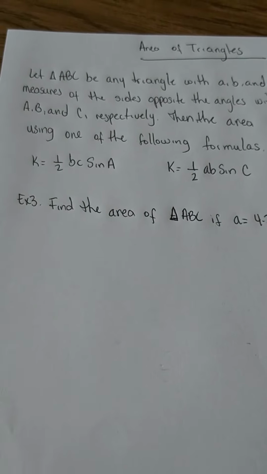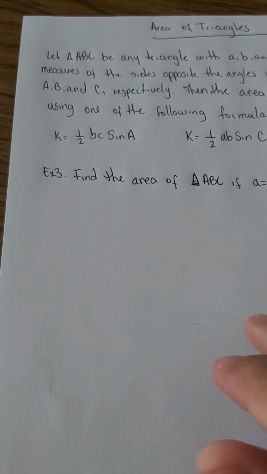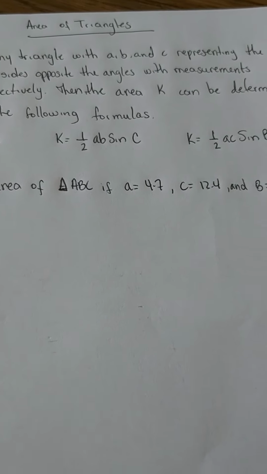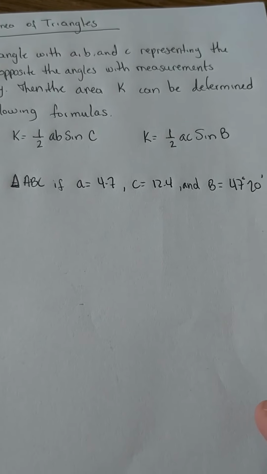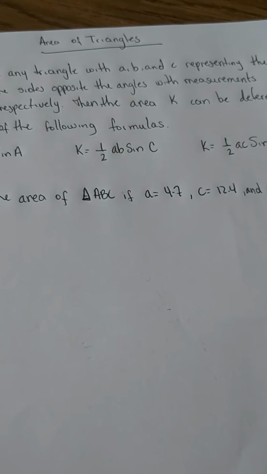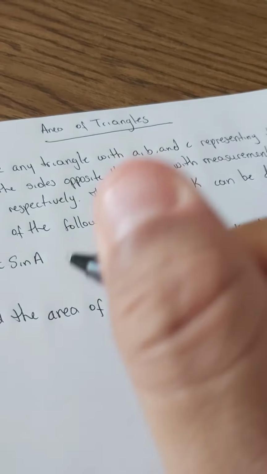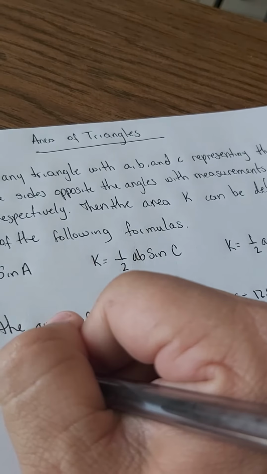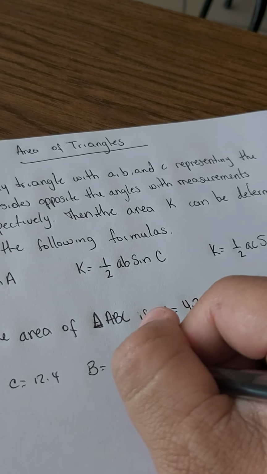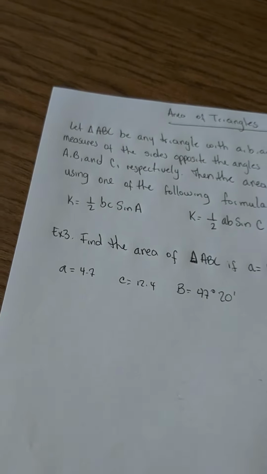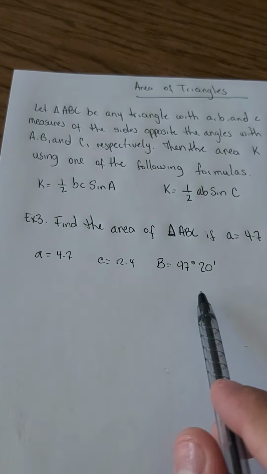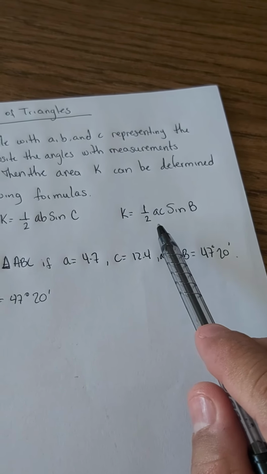So if we look at example 3, find the area of triangle ABC if A equals 4.7, C equals 12.4, and angle B equals 47 degrees 20 minutes. So we know A equals 4.7, C equals 12.4, and angle B equals 47 degrees 20 minutes. So which of the three formulas can we use? Side A, side C, angle B.